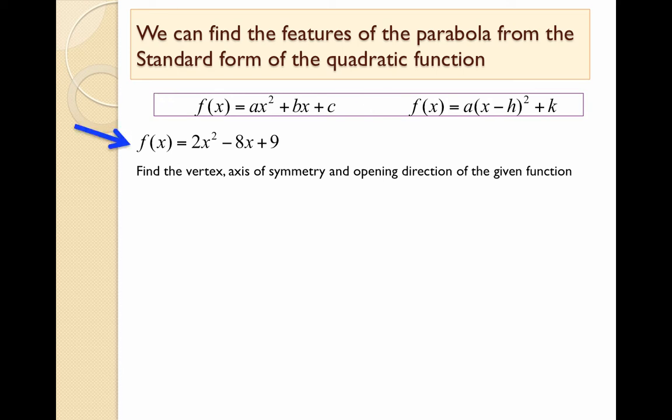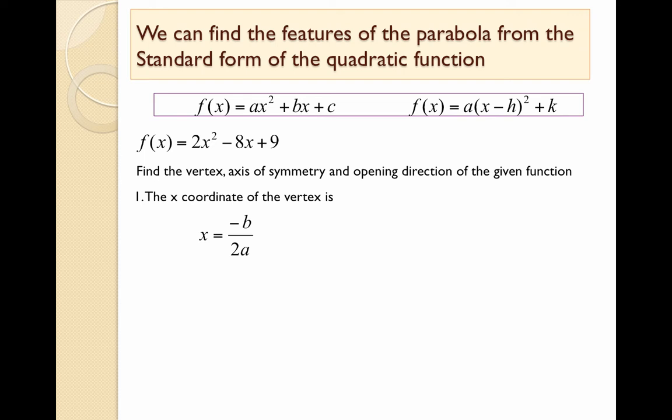So our example, f of x is equal to 2x squared minus 8x plus 9. And we want to find the vertex, the axis of symmetry, and the opening direction. So when we have the function in standard form, finding the vertex is actually a two-step process. The first thing we're going to do is find the x-coordinate of the vertex using a little formula. Once we find the x-coordinate, then we can use that value to evaluate our function and figure out what the y-coordinate is. So let's start with step 1.